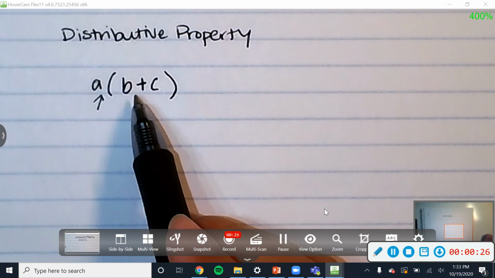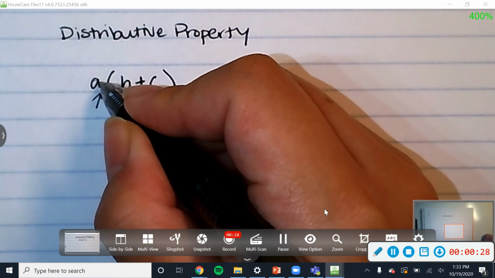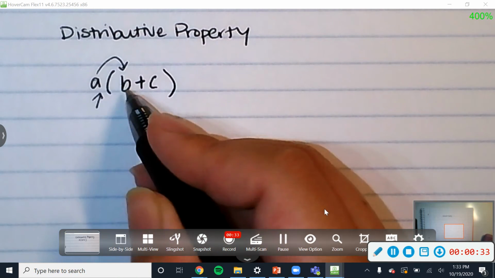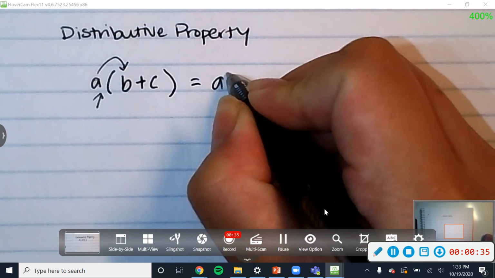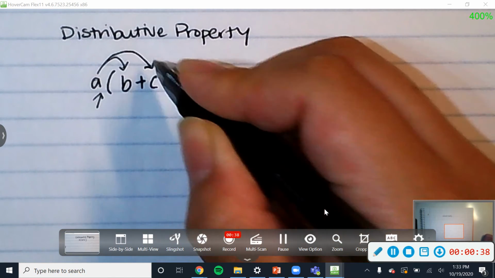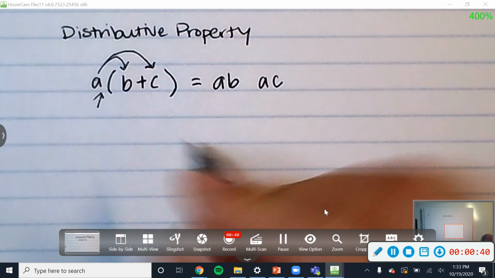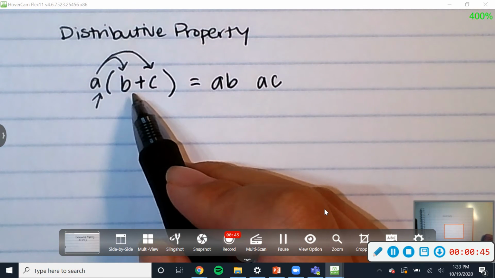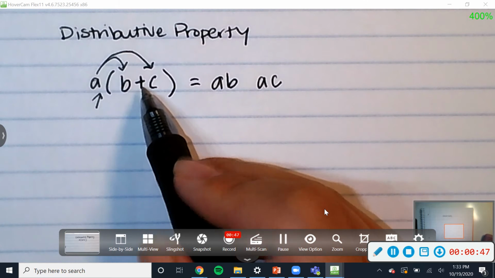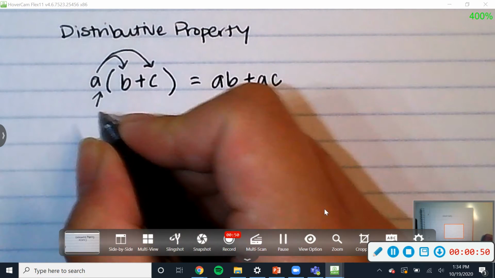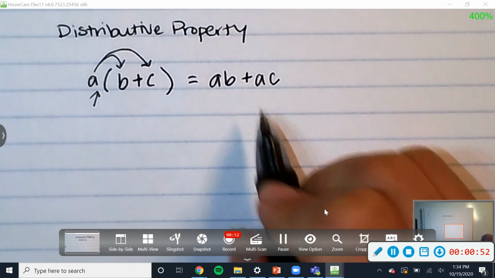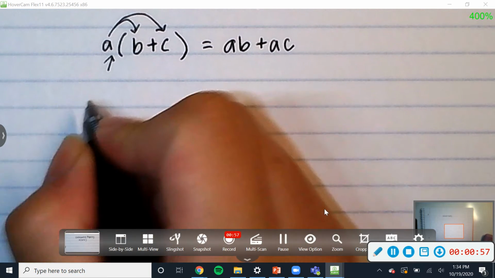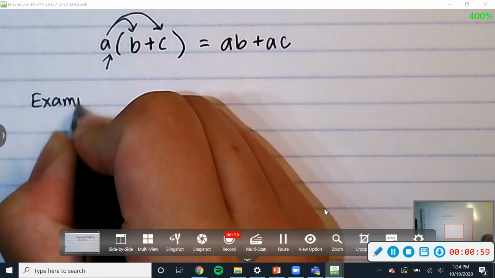So what we're doing for distributive property is we want to multiply each term by whatever is on the outside. So I'm going to multiply A times B and A times C. So I multiply each term times A. Then I look at what my original problem was. If there was a plus on the inside, I'm going to keep the addition sign. If there was a minus on the inside, I would write a minus sign in between these two. So let's look at what this looks like with some example math problems.